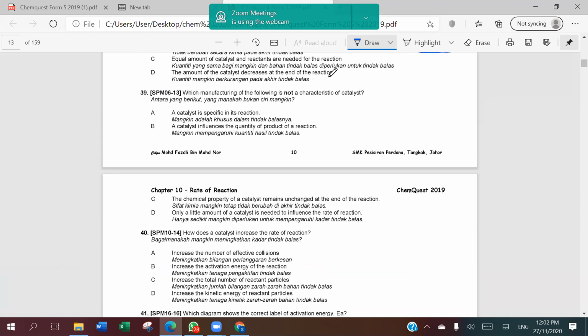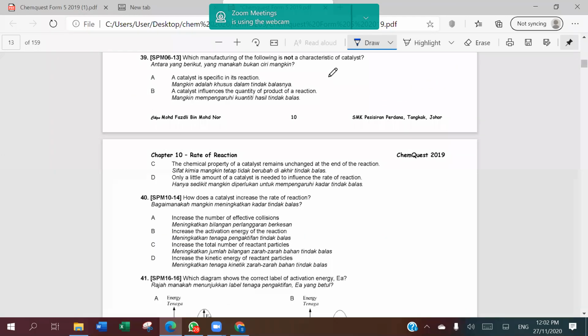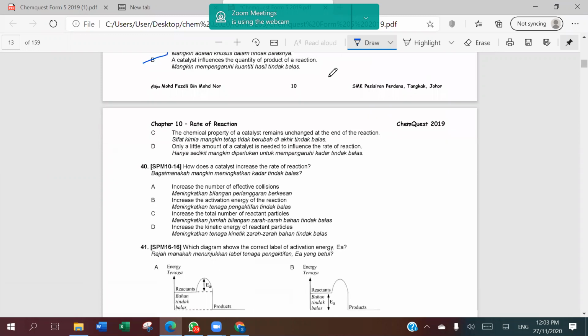Correct. Okay. So which of the following is not a characteristic of a catalyst? Again, what is the best answer here? B. B, very good. It can never influence the quantity of a product.